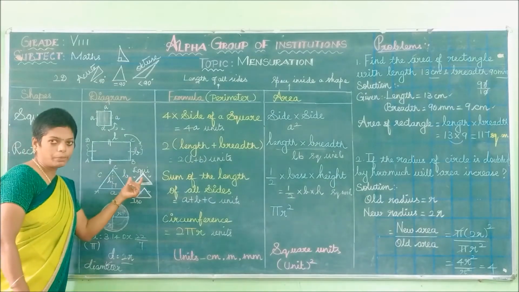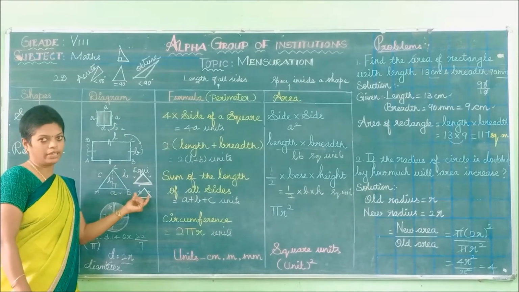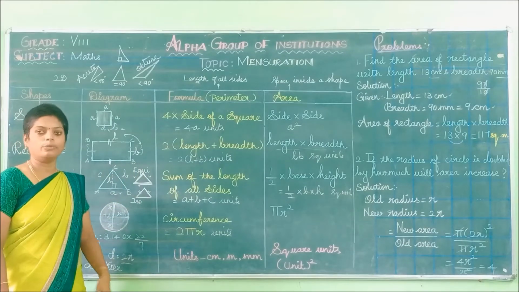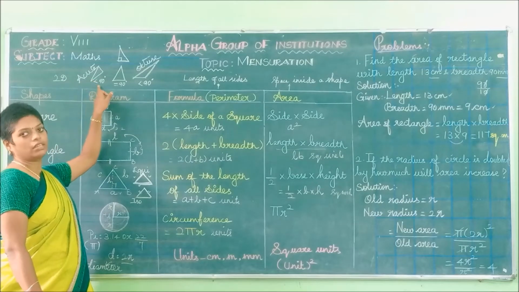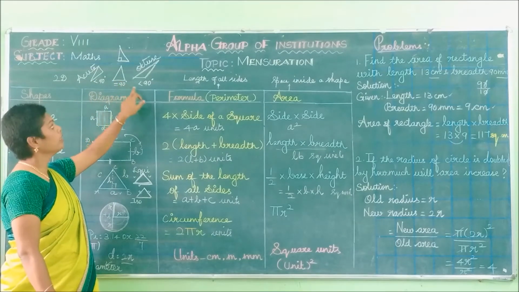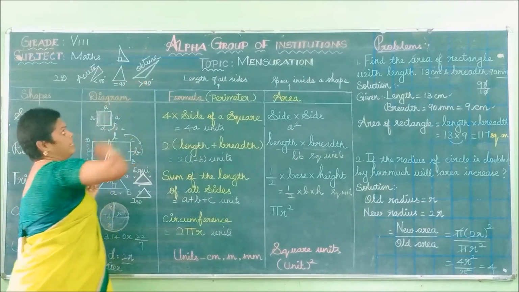So listen, in a triangle, if 3 sides are equal, it is called an equilateral. If 2 sides are equal, it is called an isosceles. If all 3 sides are different, it is called scalene. For acute, the angle is less than 90 degrees, for a right angle it is equal to 90 degrees, and for obtuse it is greater than 90 degrees.